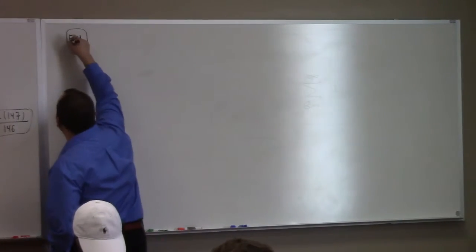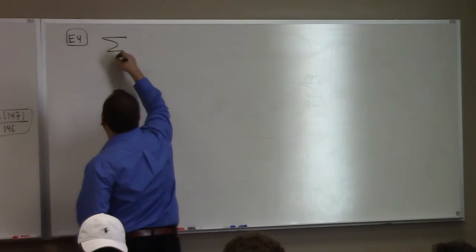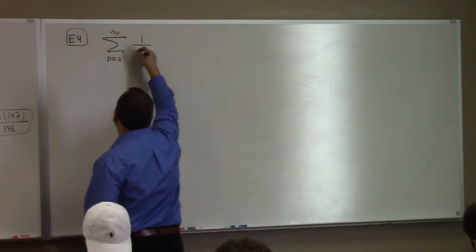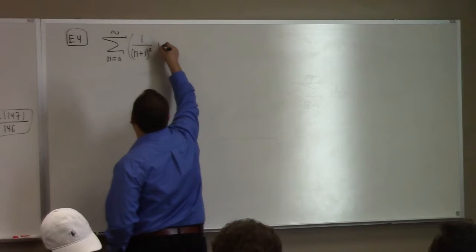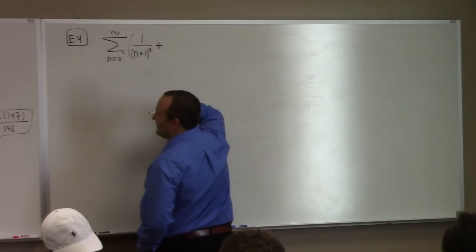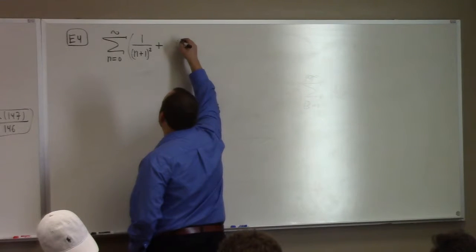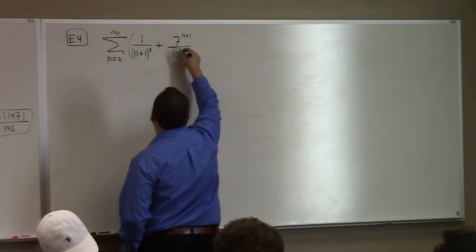So here, example 4. How about this? What if you had the sum n equals 0 to infinity of 1 over n plus 1 quantity squared plus, I don't know, like 7 to the n plus 1 over 10 to the 2n.